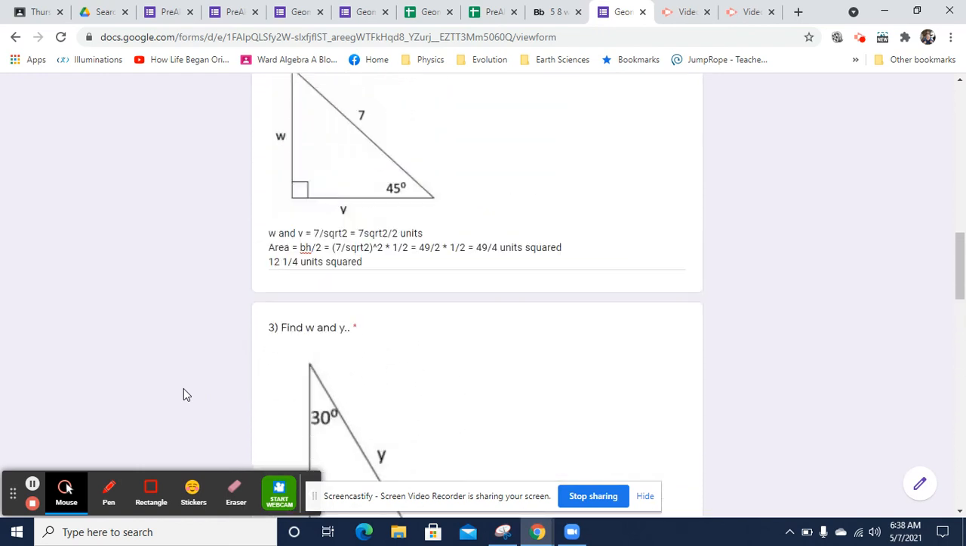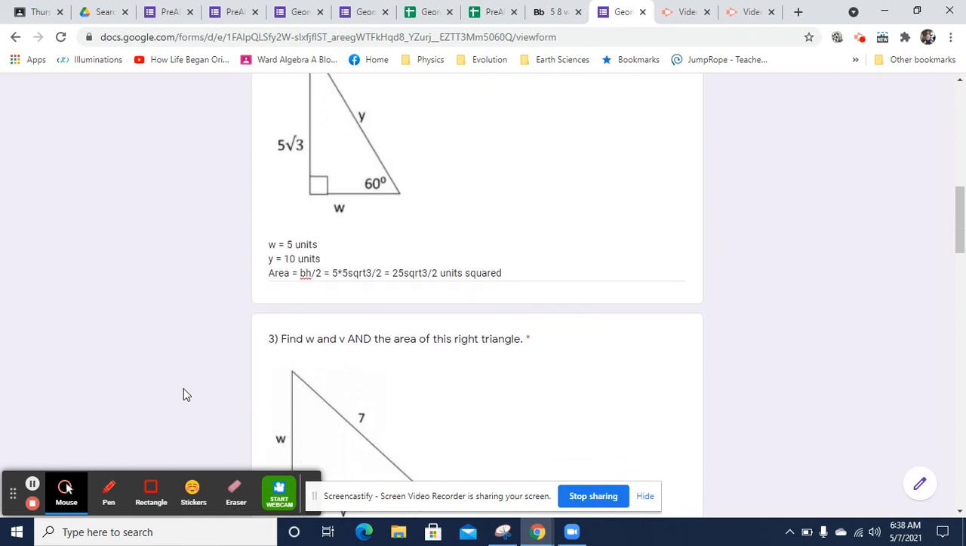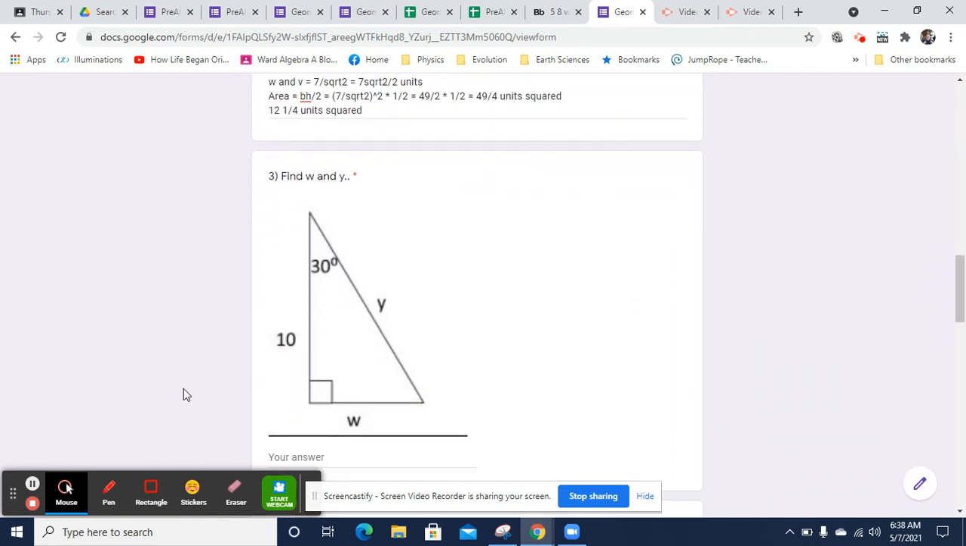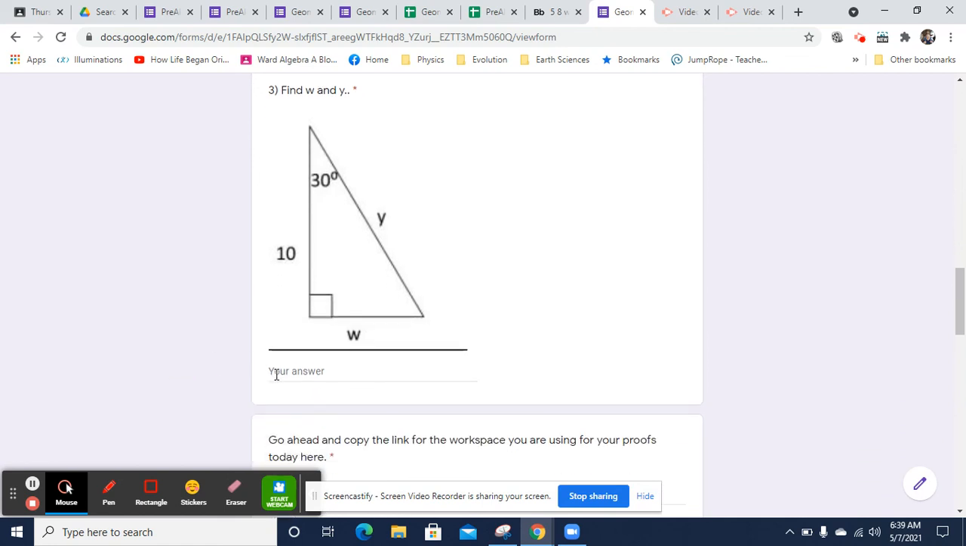Now, let's take a look at this one. We have 2 number 3s. I'll fix that in just a minute. So we want to find W and Y. So this is 10. So this one is the 1. It's a 1 to root 3 to 2 relationship, 1 to 2 and 1 to root 3. But since this doesn't have an obvious root 3 in it, we're going to have to divide 10 by root 3 to get W. So that's our first step.